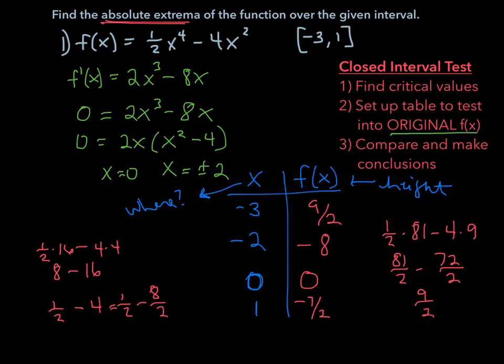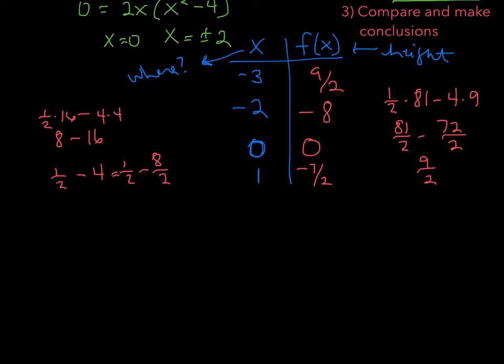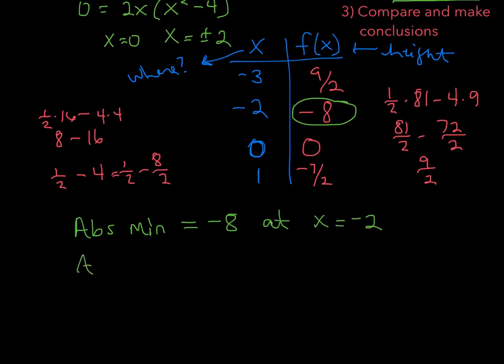Okay, so now that I have all these values in my table, I'm ready to make my conclusion. I'm ready to say what is the absolute largest and the absolute smallest value from those tables. So if I'm looking at this, I would say that absolutely the smallest value here would be -8. So I would say my absolute minimum is equal to -8 at x equals -2. And I would say that my absolute maximum, so the largest value, is 9/2, and that's at x equals -3.